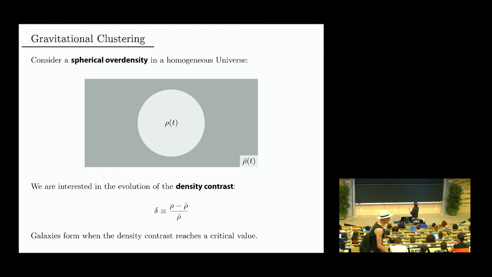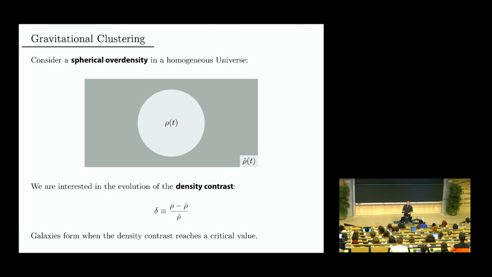Imagine that there's a spherical overdensity in a homogeneous universe. So there's a universe that has an average density rho bar of t, okay? And then we're carving out an extra sphere, and that sphere has either an over or under density, has a different density rho. That's not quite the average density. And so we're interested in the evolution of the so-called density contrast.